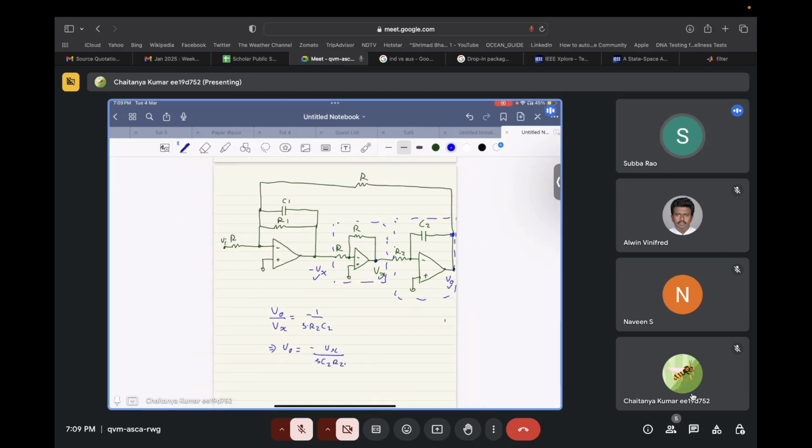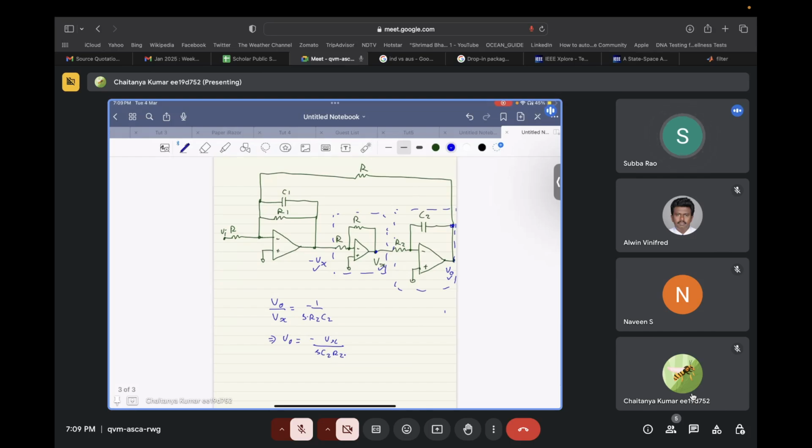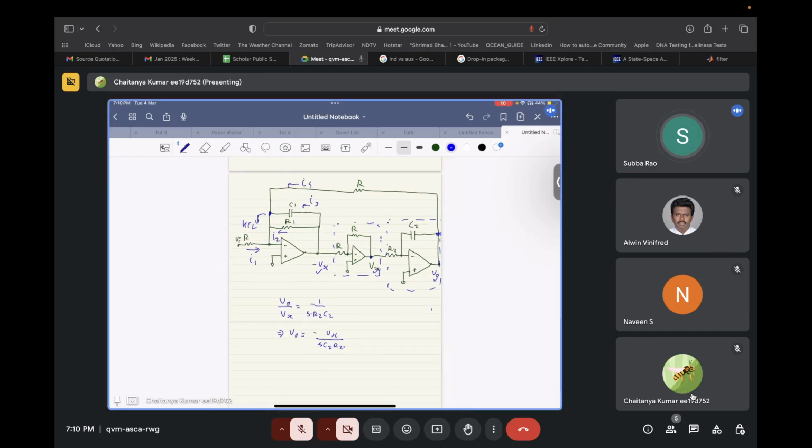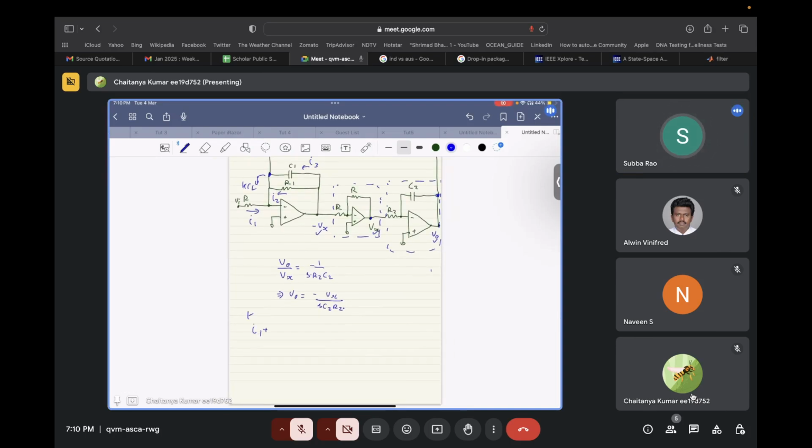Okay, so we know the relationship between all the internal nodes. Now let's try to calculate Vx, and if we are able to calculate Vx, we can calculate V naught as well, because we know the relationship. Let's apply KCL at this point. Let's call these currents I1, I2, I3, and I4. There are four currents going into this node. Let's call this node 2. KCL at node 2 will be I1 plus I2 plus I3 plus I4 is equal to 0.